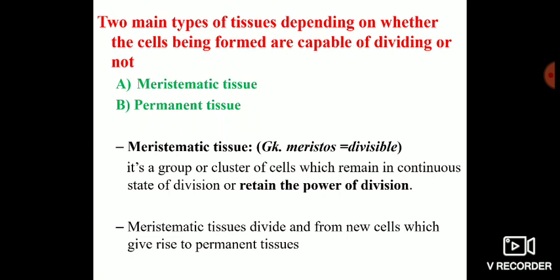The word meristematic comes from the Greek word meristos, which means divisible. So it is a group or cluster of cells which remain in a continuous state of division, or retain the power of division. If you have a group of cells in a plant and that group of cells has the power of division, it is capable of dividing, that tissue is known as meristematic tissue. And the meristematic tissues divide and form new cells which give rise to permanent tissues. They divide because they have the power of division, and give rise to new cells, and these new cells get differentiated. They form the permanent tissues.